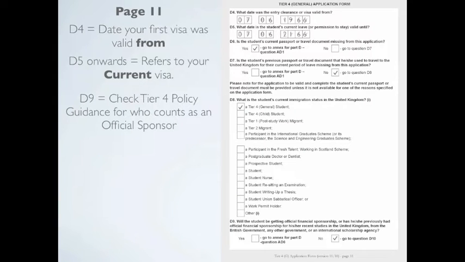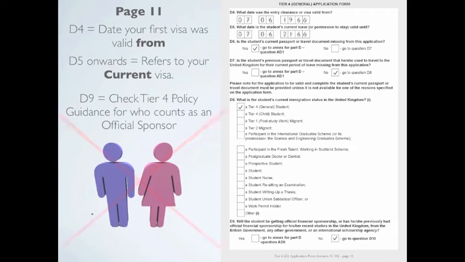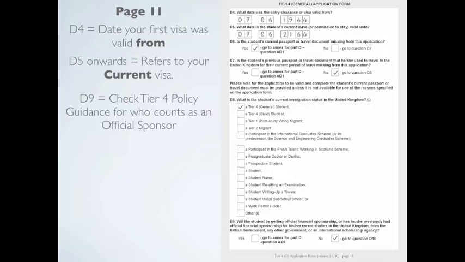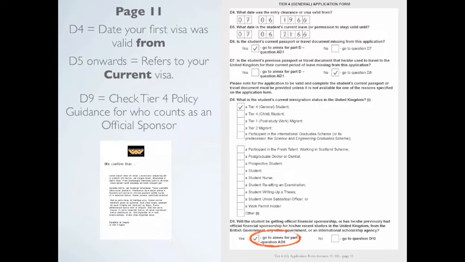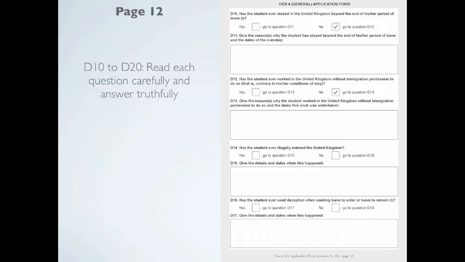D9. Tick to say if you are receiving official financial sponsorship. Remember that under Tier 4, a parent or family member cannot be your sponsor. You are considered to be self-funding. However, if your sponsor does meet the criteria as shown in the Tier 4 policy guidance, tick yes and remember to complete Annex D AD6 on page 34. If you are being financially sponsored, you must include a financial sponsor letter that meets UKBA's requirements with your application. For D10 to D20, please read each question carefully and answer truthfully.